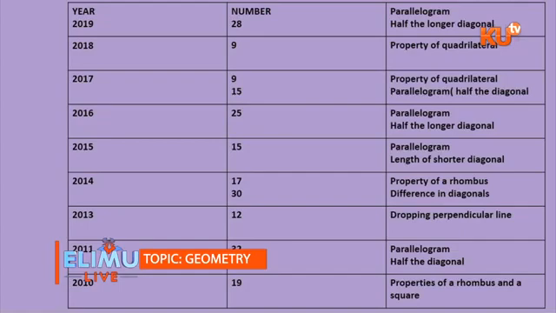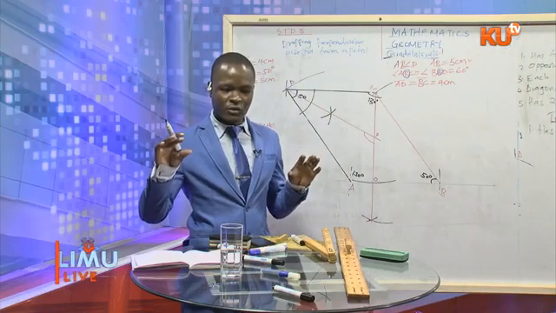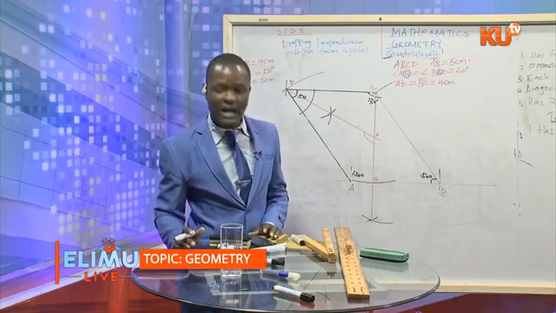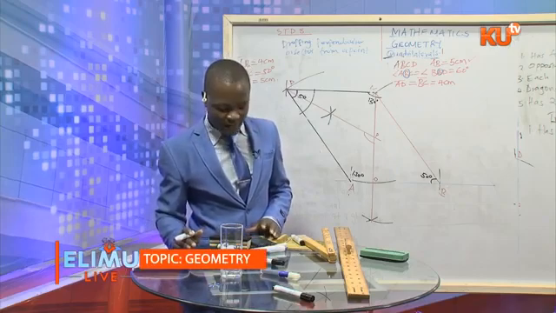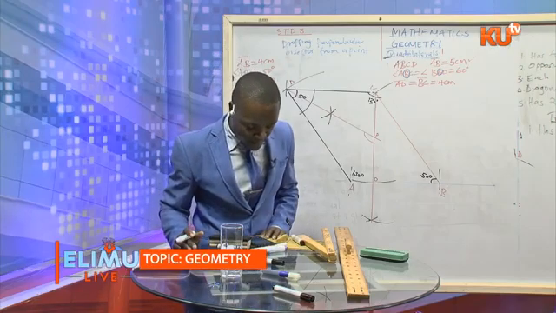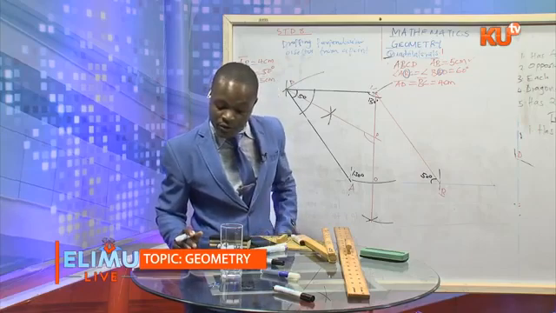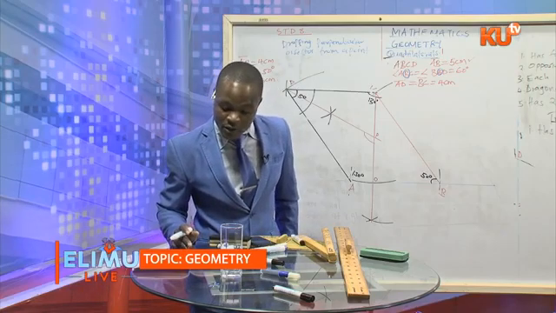And in number 30, again in 2014, you are expected to draw a rhombus. After drawing the rhombus, you find the difference in length of the diagonals. That means that after you had drawn the rhombus, you were to measure the 2 diagonals. After measuring the 2 diagonals, then you find their difference. Difference in mathematics means that you're supposed to subtract.